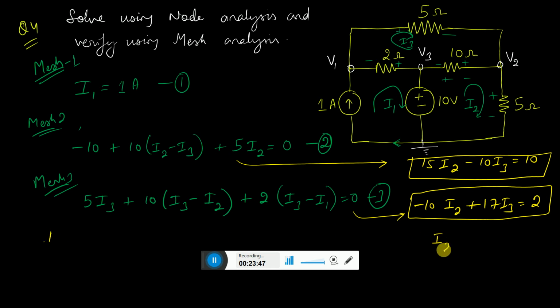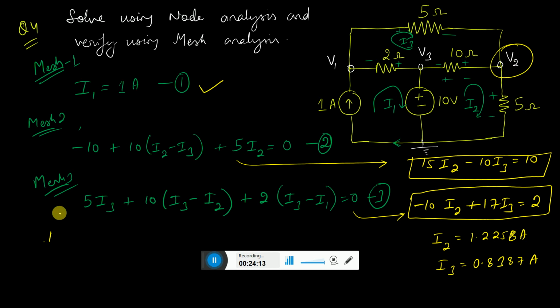You will get the value of I2 here. I2 is equal to 1.2258 ampere, and I3 is equal to 0.8387 ampere, and like that. You don't have to find the value of I1 because I1 is already known, 1 ampere. Now the point is that you need to find the value of V2 from here.